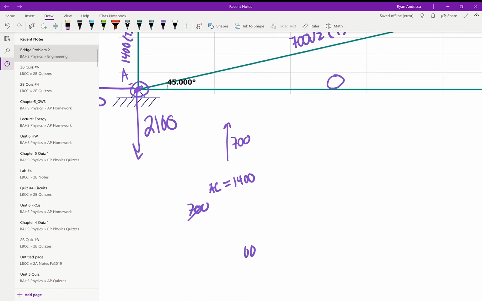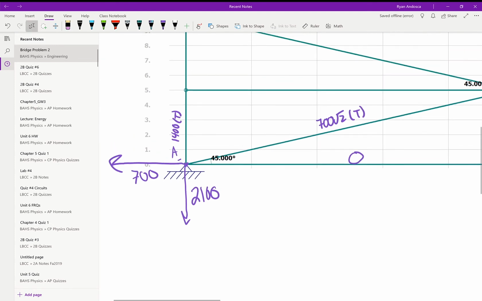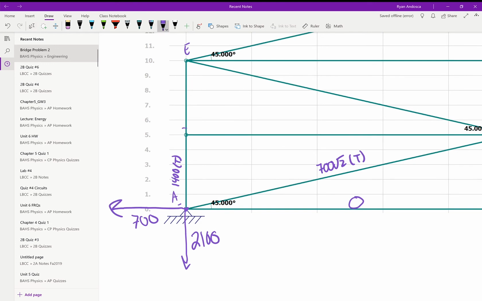All right, great. So we are done with joint A. Erase, there it goes. Okay, so now I'm just going to move on to the next closest area that looks pretty simple. So this joint here that I somehow erased the label of, it is joint C.